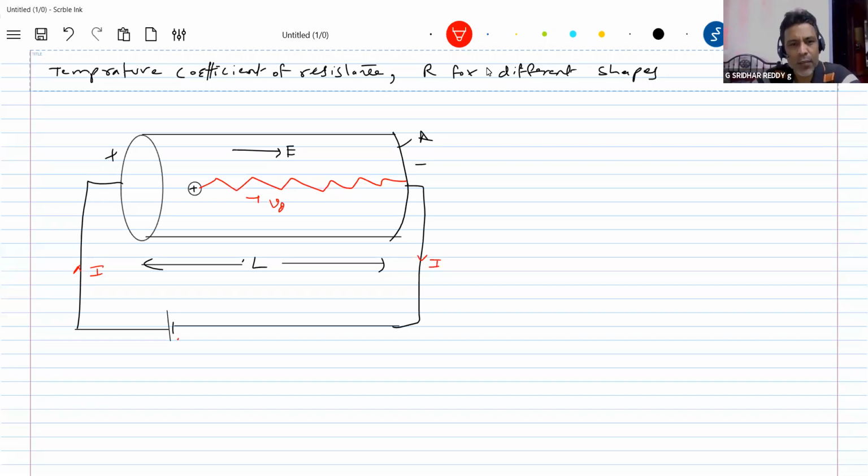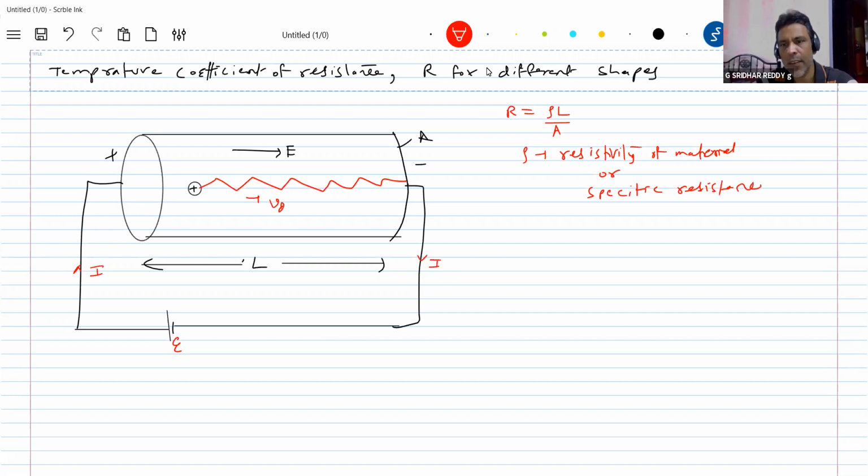Now what is the effect of temperature on the resistance of a conductor? From Ohm's law, what we wrote, the resistance R equals rho L by A. And what is rho? Rho is called the resistivity of the material, or it is also called specific resistance. It will be different for different materials. The resistance of two materials can be the same, but the specific resistance, or the resistivity, must be different.